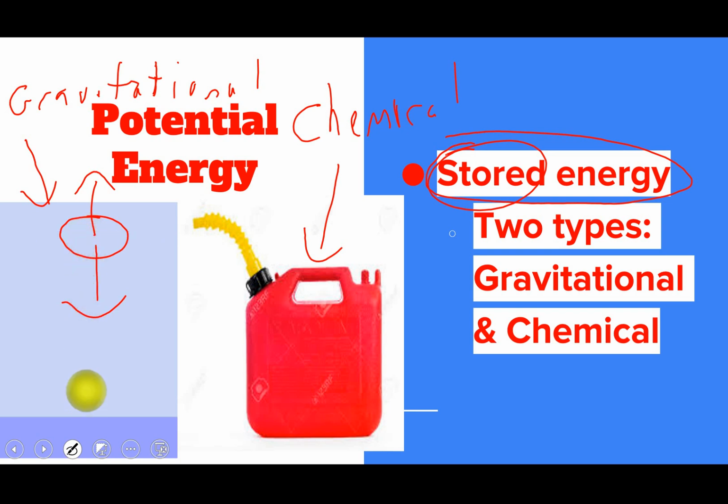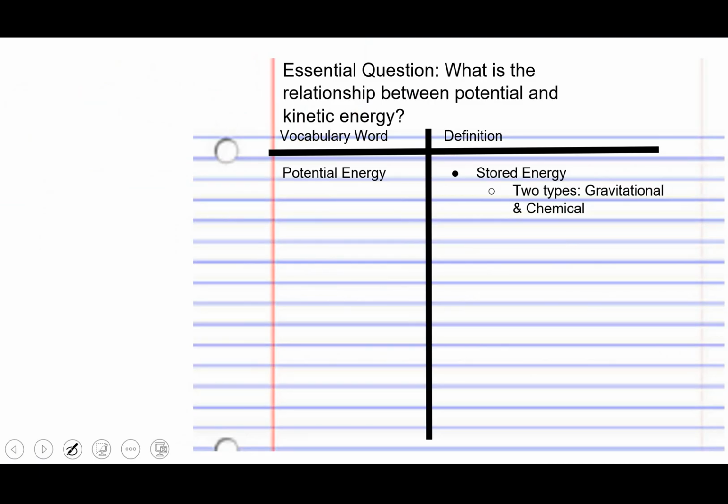So even though things aren't moving, doesn't mean that they don't have energy. What I want you to do is copy in the vocabulary word, potential energy, and then the definition. I want you to circle the word stored, because we know that potential energy is energy that's not yet moving, but is stored and has the potential to move. Go ahead, copy it in, and when you're done, I want you to click continue.